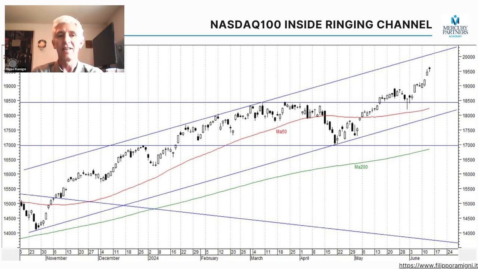As you can see, the Nasdaq 100 just set a new all-time high yesterday, inside a rising channel. It means that it has some room to go up and probably reach 20,000 points.